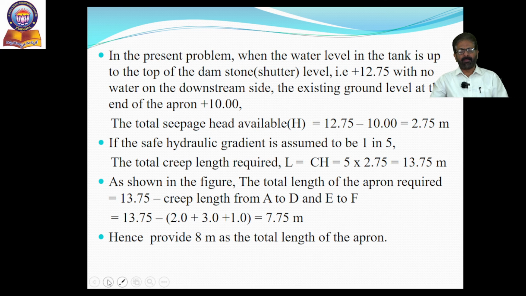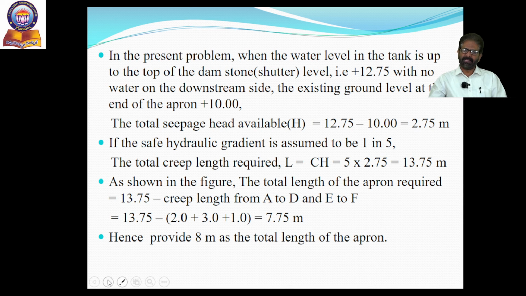So in the present problem, the water level in the tank is up to the dam stone, that is up to the top of the shutter, which is given as 12.75 meters, with no water on the downstream side. So here we should observe carefully the relative levels, water surface levels as well as the existing ground level or the floor level, etc. On the upstream side, we store the water in the tank up to plus 12 meters. It has been given in the problem. If necessary, we can also store water up to plus 12.75. That means 0.75 meter additional storage can also be allowed.